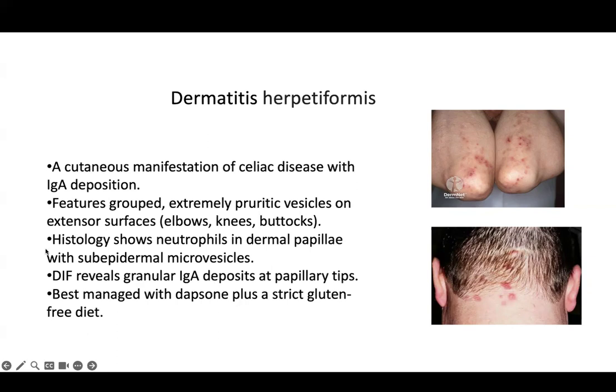And in the histology, it shows lots of neutrophils. So there are neutrophils in the dermal papillae and subepidermal microvesicles. And when we take a biopsy for DIF, it usually shows a granular IgA deposition, unlike the previous one, which shows a linear IgA deposition. And usually we manage it with dapsone as well and a strict gluten-free diet.